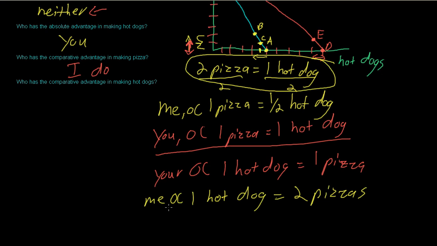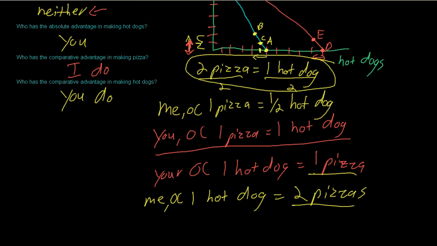And it's not because I'm good at making pizzas. You can make just as many pizzas as I can in the same amount of time. It's just that I'm really, really bad at making hot dogs. So you have the comparative advantage in making hot dogs. You have the comparative advantage in making hot dogs because your opportunity cost of 1 pizza is less than my opportunity cost of 2 pizzas.